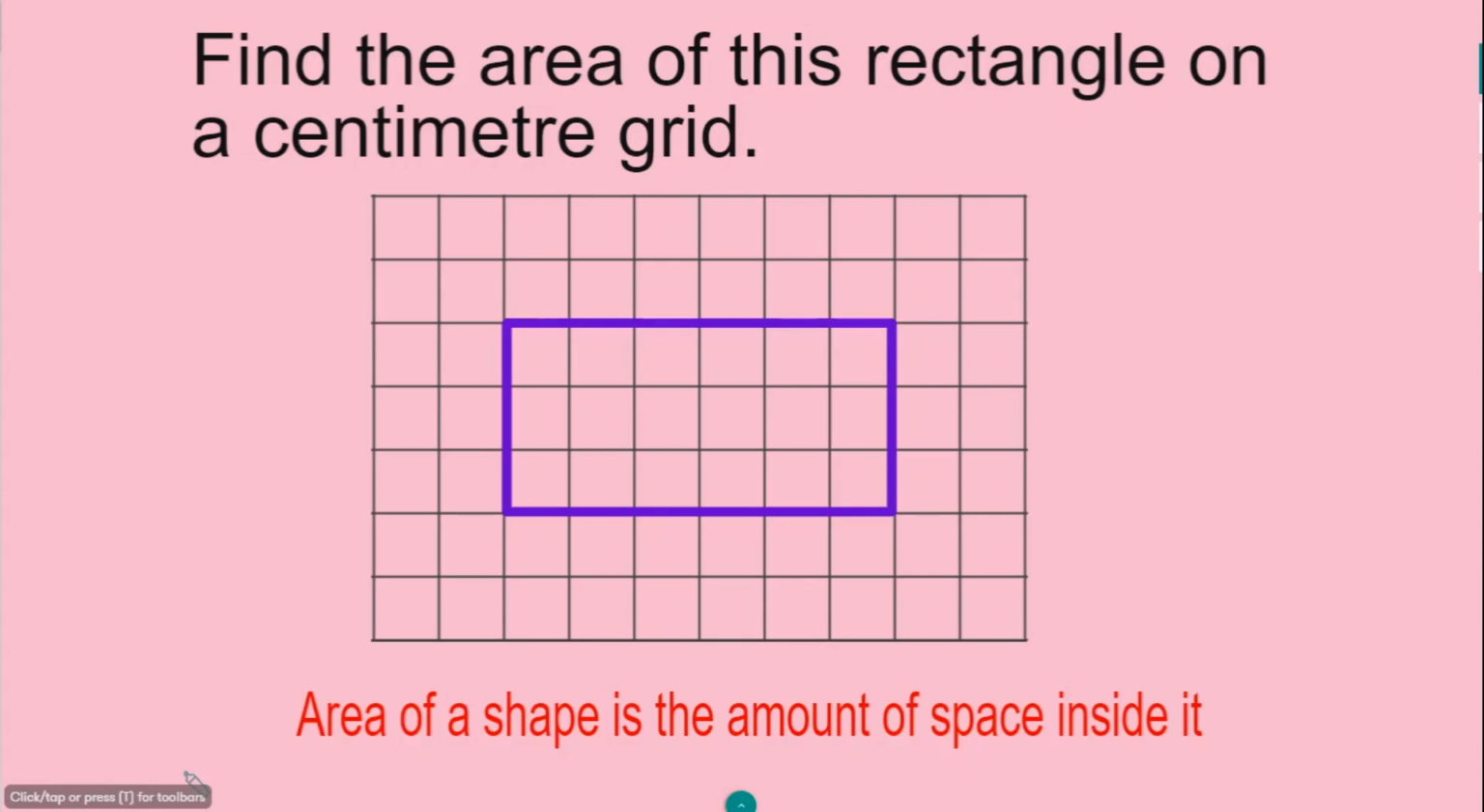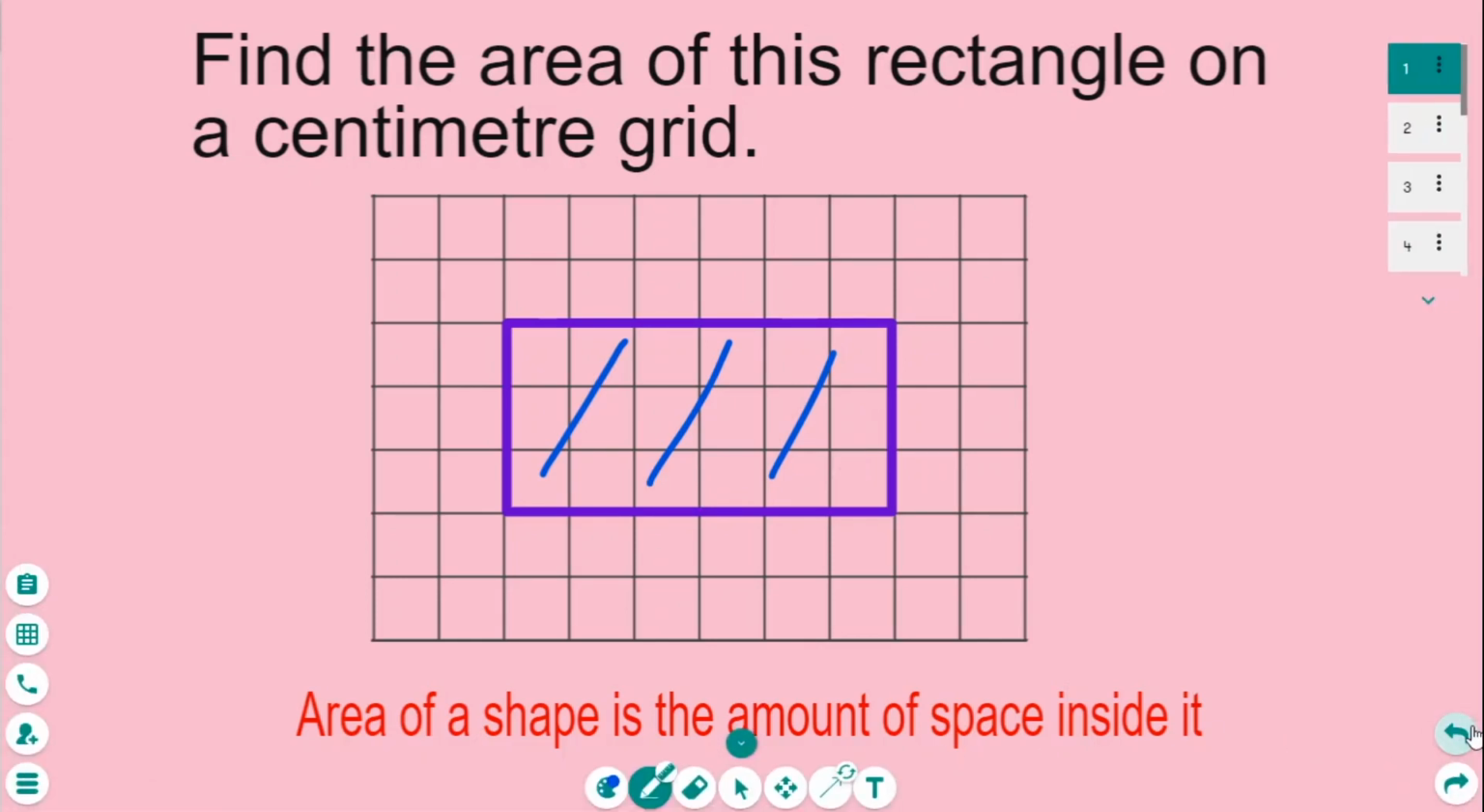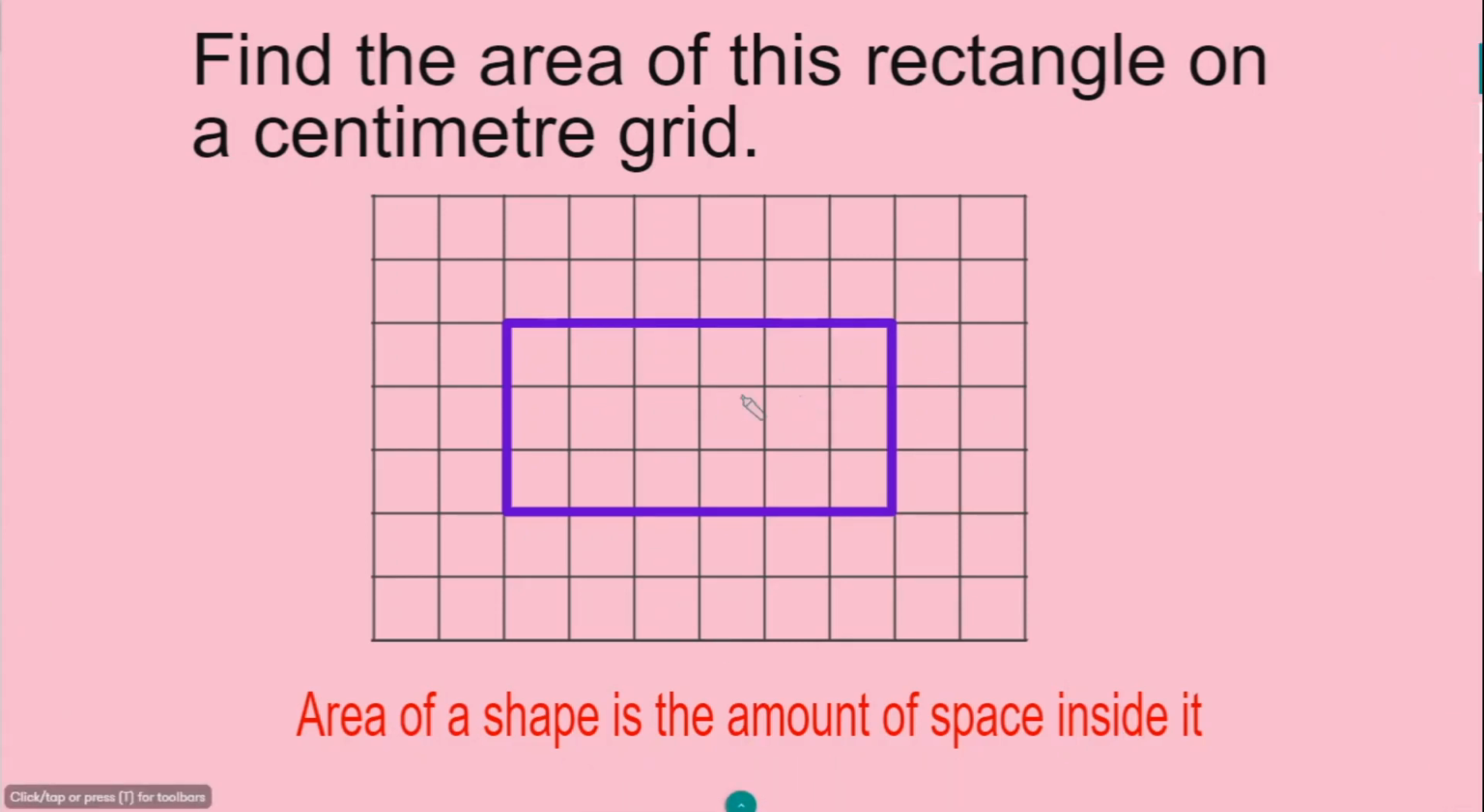First, to find the area of a rectangle on a centimeter grid, we mean the total space inside the rectangle. In this case, we have lots of small squares inside, so we need to count all the squares inside, and that's going to be the area of the rectangle on the centimeter grid. So let's count them together.